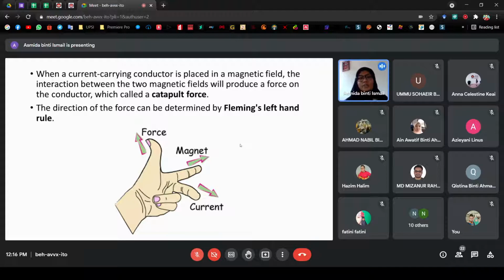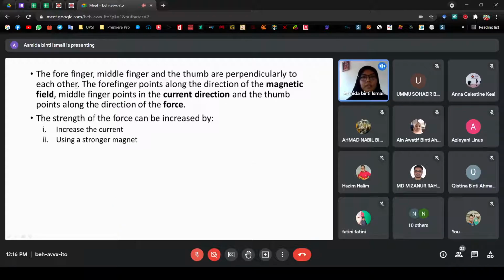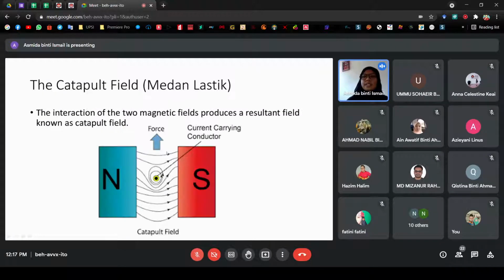Okay, so the forefinger, middle finger, and the thumb are perpendicular to each other. The forefinger points along the direction of the magnetic field, the middle finger points in the current direction, and the thumb points along the force. The strength of the force can be increased by increasing the current and by using a stronger magnet. Okay. Why is it the catapult field or the medan elastik kita panggil dia?